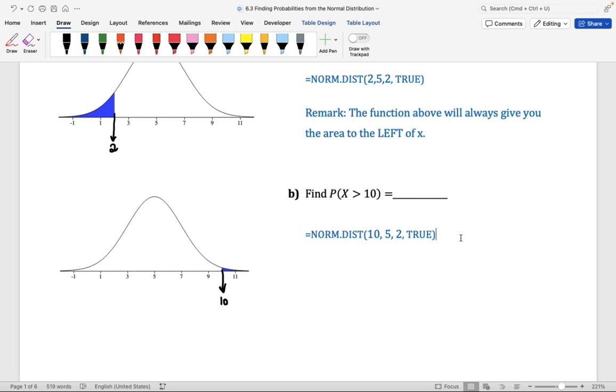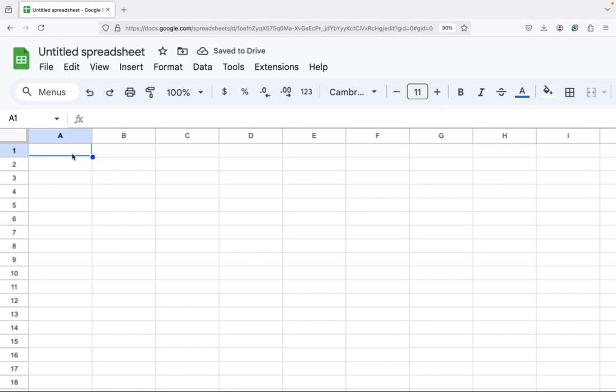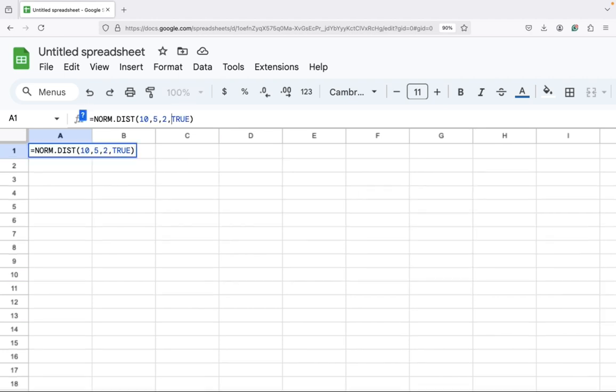Now, what's going to happen when we type this into Google Sheets? Let me make the same remark that I made above. The function above is going to give us the area to the left of 10. Again, this function is always going to give us the area to the left. Let's go ahead and find that area. We're going to copy this into Google Sheets. Again, on an empty cell, we're going to type in the function. Notice I have equal norm dot dist, open a parenthesis, type in your x value, the mean, the standard deviation, and then click enter. This value here represents the area to the left of x equal to 10.